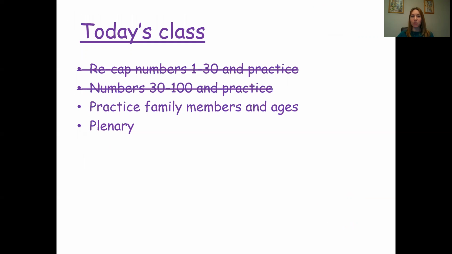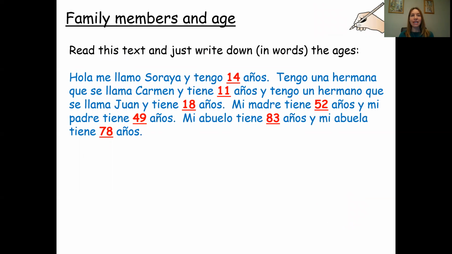So we've looked at our numbers 1 to 30 and 30 to 100, and now we're just going to pull that all together and consolidate it, practicing our family members and giving their ages. Okay, so this is a reading comprehension and a writing exercise at the same time. I would like you to read the text and just write down in words the ages. So you can see there I've underlined, emboldened and put in red the ages. So all you need to do is write down in words the ages that you see. Okay, so pause this video to do that. And give yourself about 3 or 4 minutes to do it.